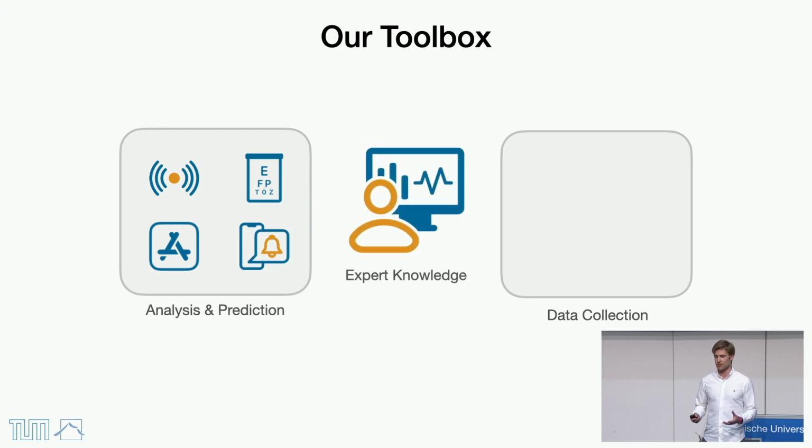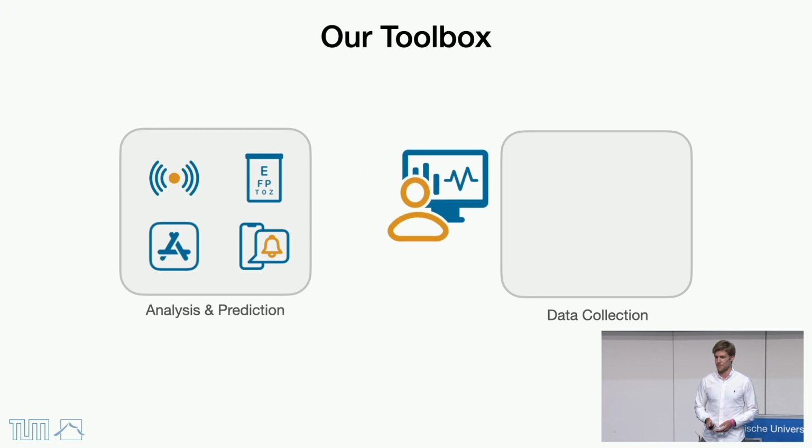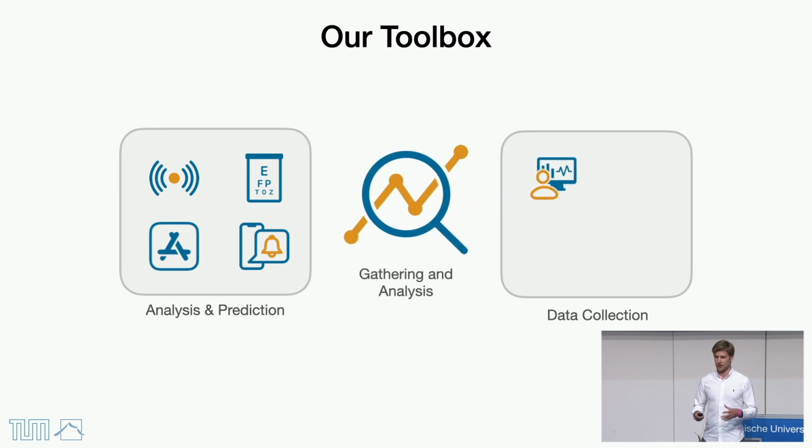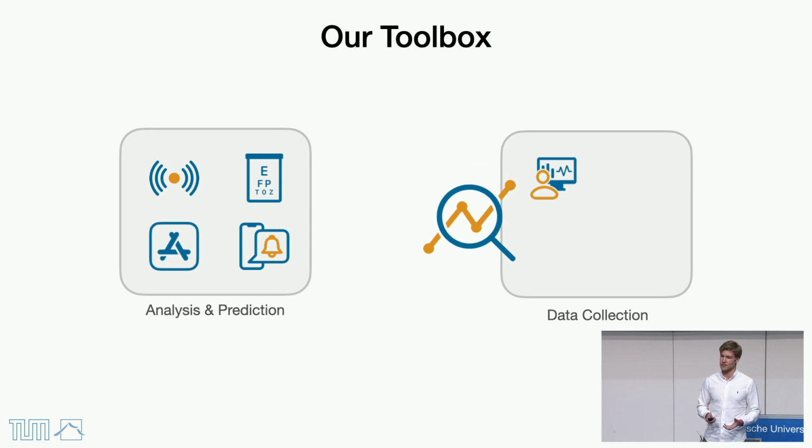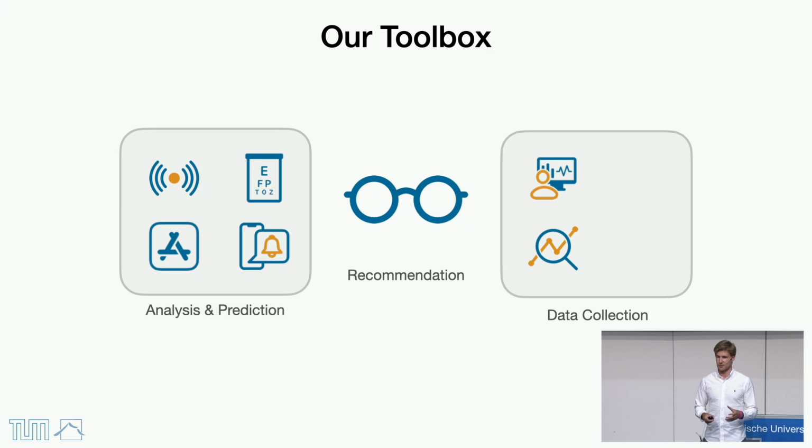So when we collected all the data, it is crucial for the system that experts can have a look at the data and state their knowledge. And this knowledge is stated in the form of decision rules. Then the data gathering and analysis is the place where all the data is collected and then further processed and refined. And last but not least, the system gives a recommendation to the user, which tells him that he's likely to suffer from a visual impairment or not, and should thus visit an optician.